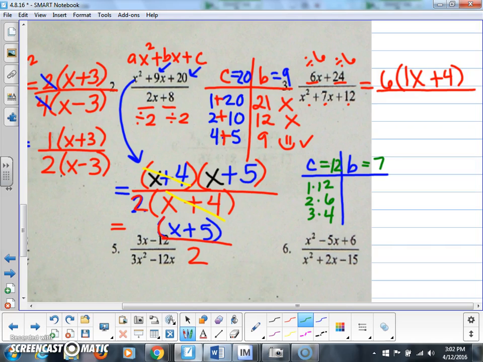If I add these together, what is 1 plus 12? 13. 2 plus 6? 8. And 3 plus 4? 7. Okay. Are any of these correct answers? Yes, which one? 3 and 4. The very bottom one, okay? So we're going to put an X for the first 2, and then a happy face for the last one.